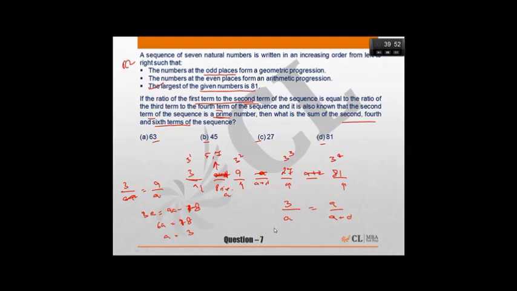So that means 3a plus 3d equal to 9a. Now that means 6a, 3a plus 3d is 9a. So that means 6a is equal to 3d. Now a can be either 5 or 7. If a is 5, then d will be equal to 30 by 3, 10. That will be 15, and this will be 25.